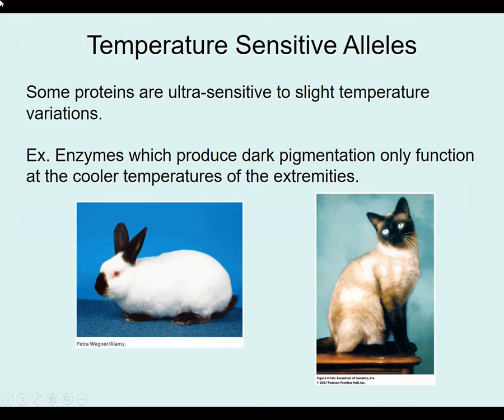They can only function at the cooler temperatures like the nose, the ears, and the hands and feet, arms and legs. But the core body temperature is too high and the enzymes cannot function. So you get no pigmentation in the main part of the body, but you get pigmentation because the enzymes can function in other parts.